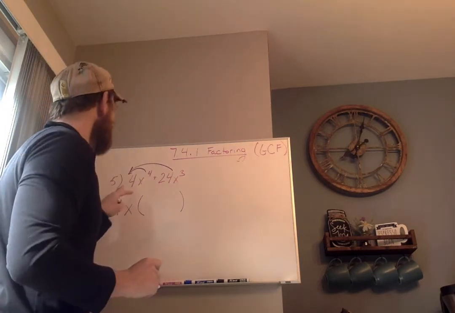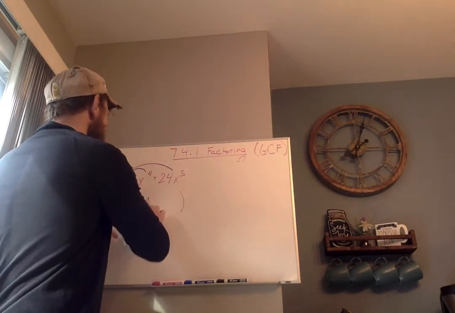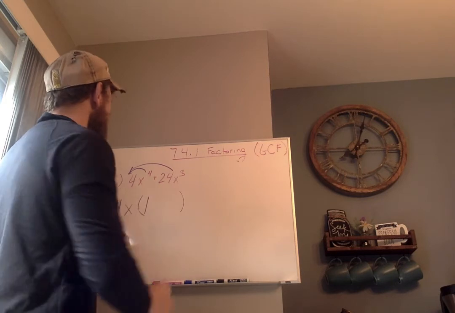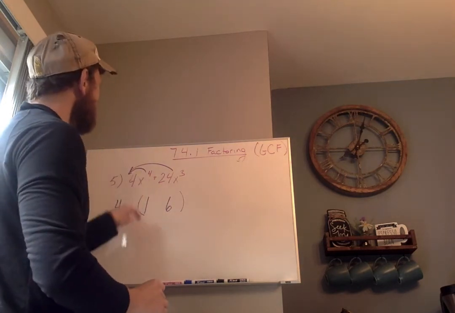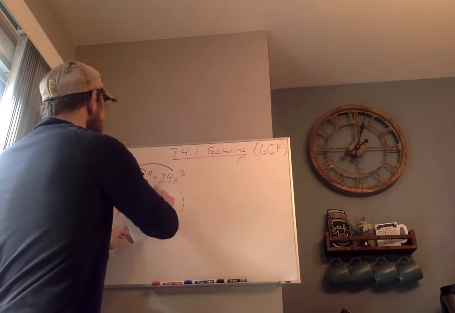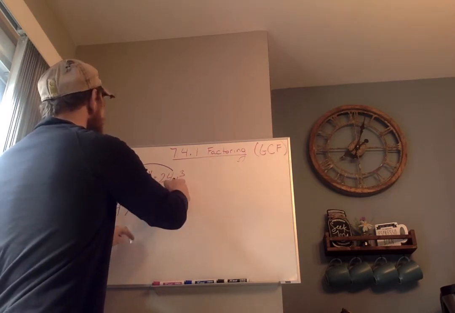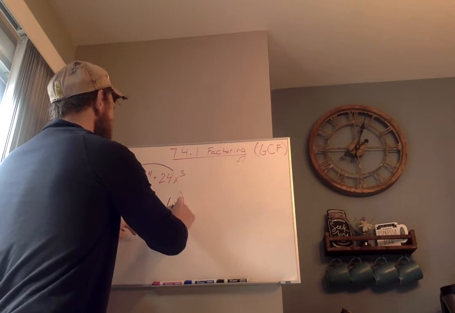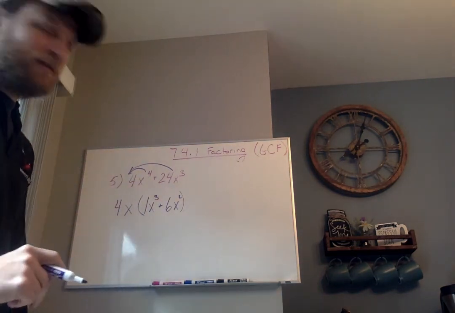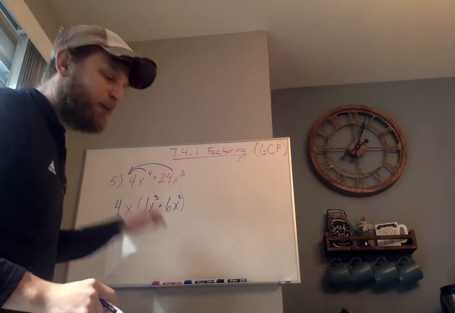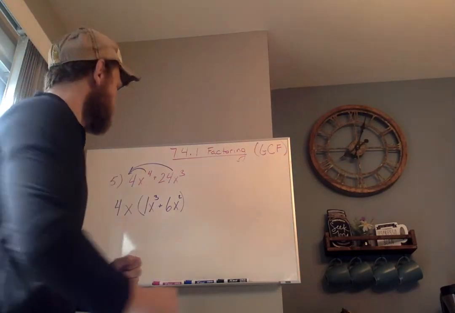So 4 divided by 4 is 1. 24 divided by 4 is 6. Okay? X to the 4th divided by x is x cubed. X cubed divided by x is x squared. Now notice there's still x's. So what I have to do is further factor out more x's.